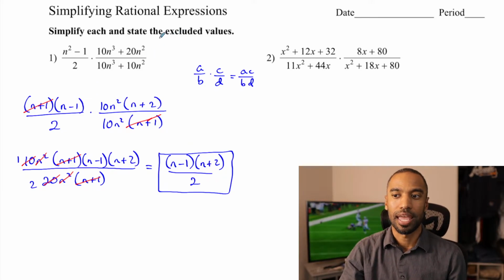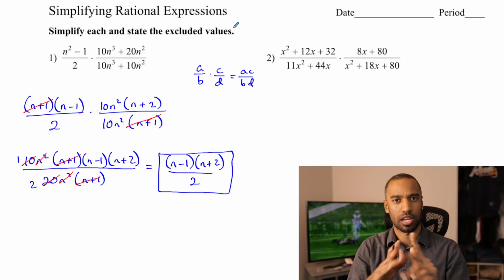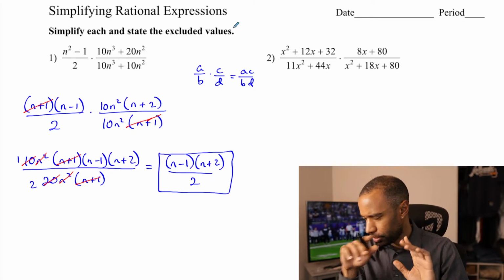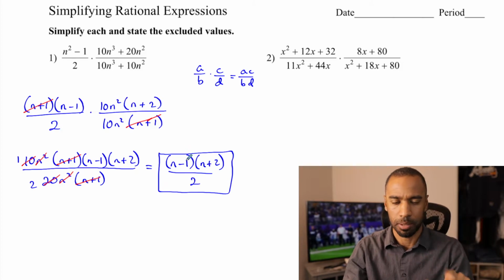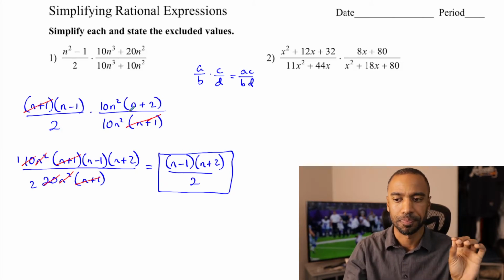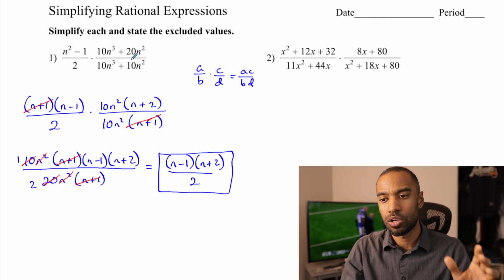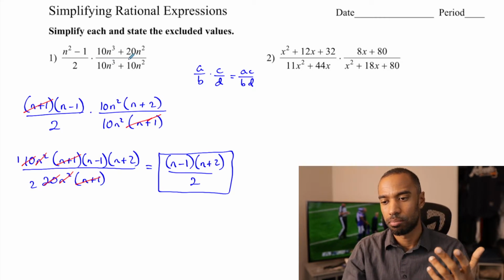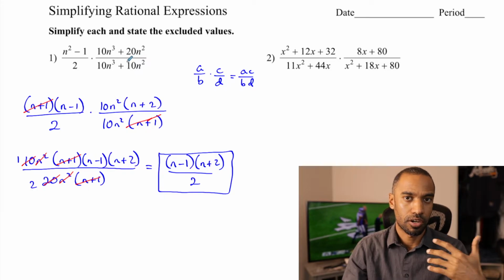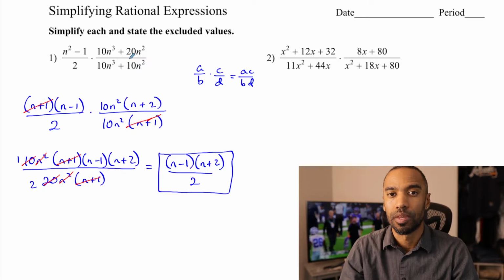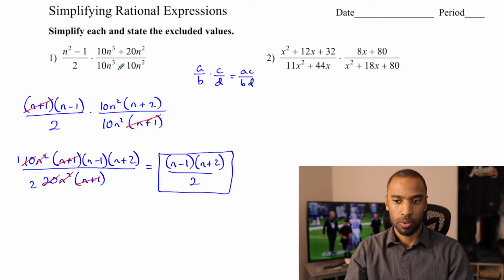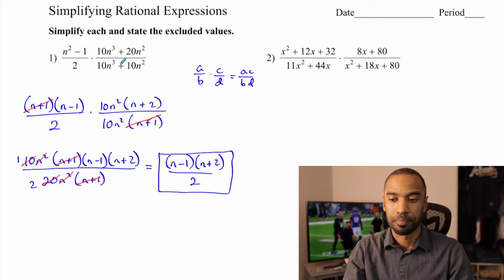Now, here's the other part, excluded values. What the heck are they talking about? Here's what they're talking about, and this isn't the greatest first example to tell you about this. These are fractions, and we have mentioned probably in the past that there's a problem with dividing by 0. We are not allowed to divide by 0 under any circumstance at any time.